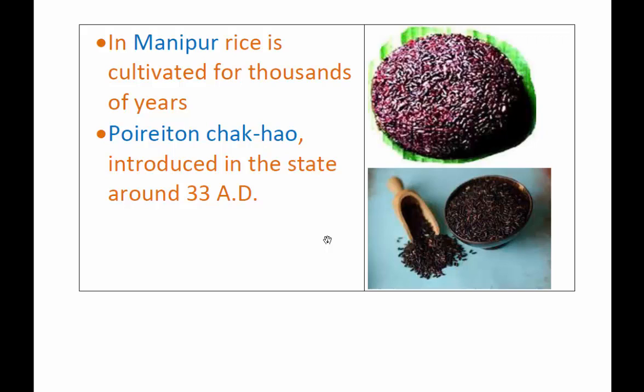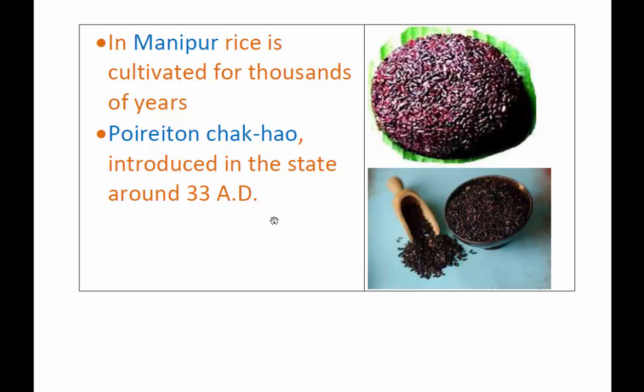Before we go into the next food crop, in Manipur rice is also cultivated for thousands of years. Even today many people are engaged in the cultivation of rice. Manipur produces a very special rice which is known as Poireiton Chakhao. We can see from the picture, black rice, a black reddish rice in color. All right, so this chakhao or black rice was introduced in our state in around 33 AD, by our forefathers, you would say.